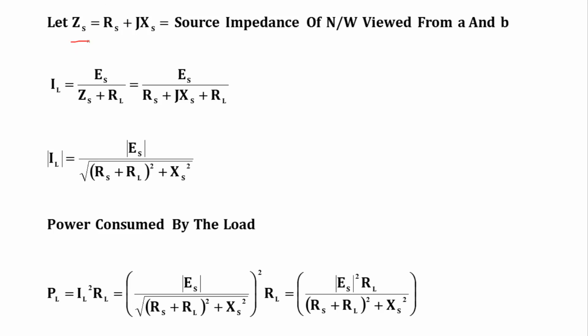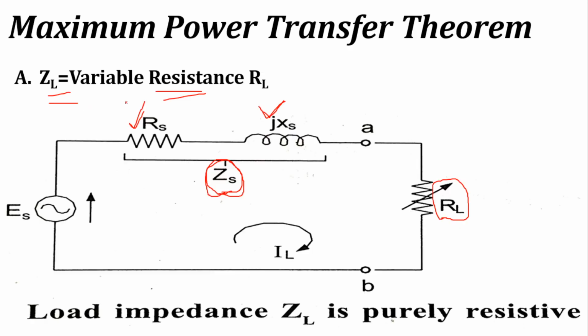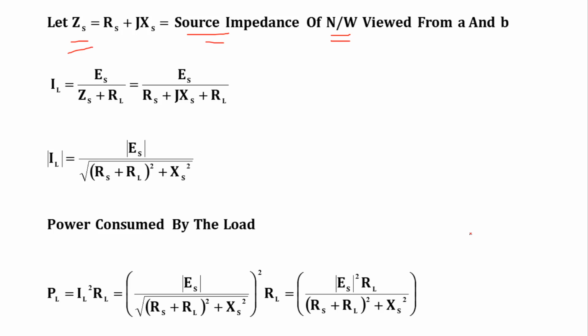So we can say that ZS is equal to RS plus JXS, that is the source impedance of the network. So current IL is equal to ES upon ZS plus RL, because this ZS will be in series with RL. So replace the ZS with RS plus JXS. Now over here this is a complex number, so we have to take the mode of IL.